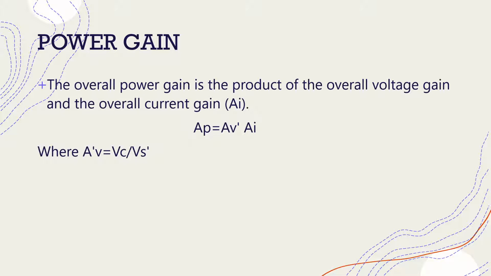The power gain. The overall power gain is the product of the overall voltage gain and overall current gain. That is, AP equal to AV into AI, where AV equal to VC by VS.